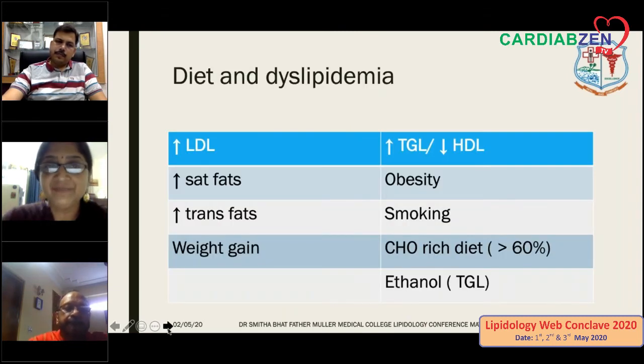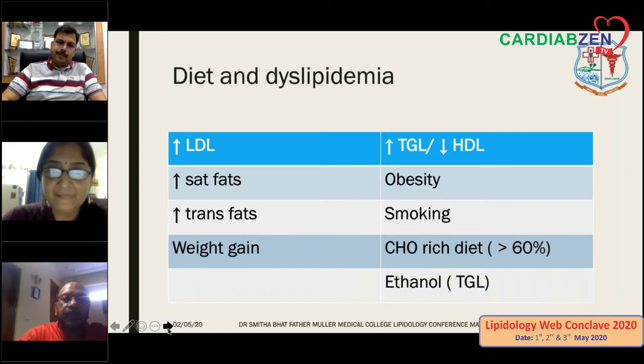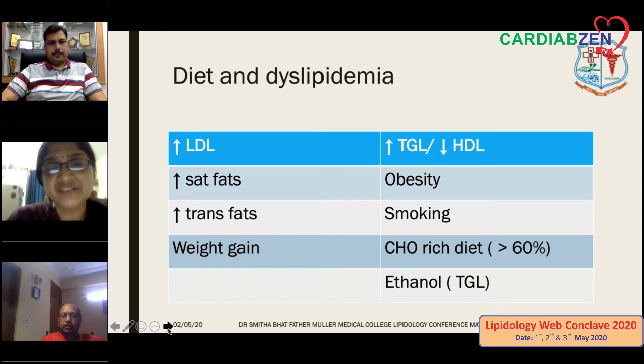Let's talk a little bit about diet and dyslipidemia. This is something which the man on the street will tell you, but still, I felt it bears repeating. What in the diet increases or worsens the LDL cholesterol? Definitely increased saturated fats and increased trans fats. Now, what are these saturated fats? Saturated fats are what is present in red meat, what's present in certain high-fat dairy products. Trans fats are what you get by hydrogenating oils.